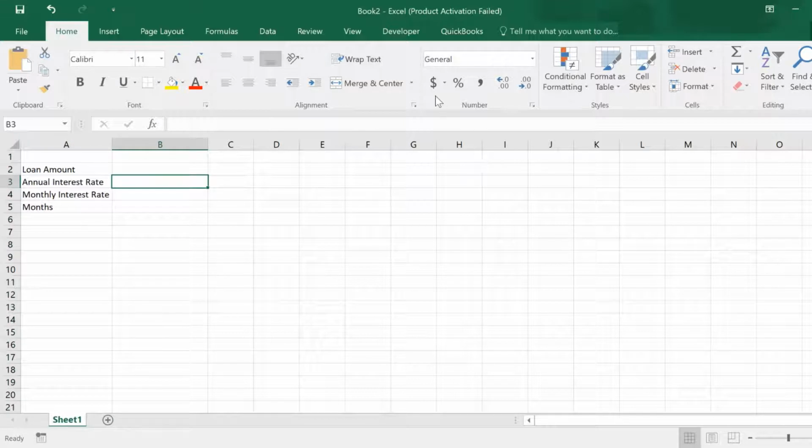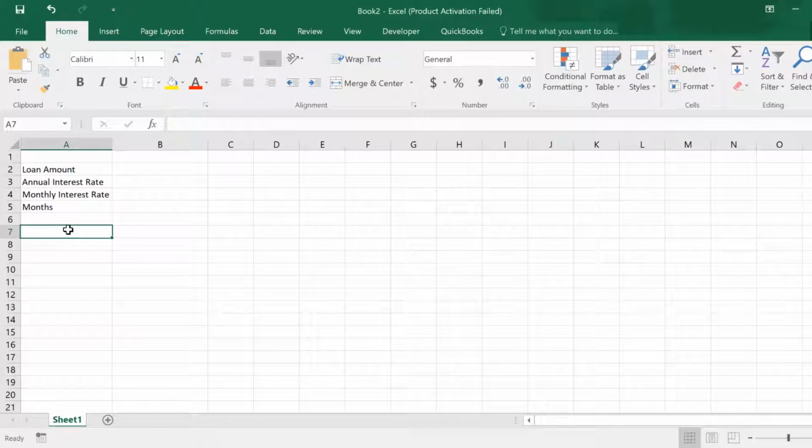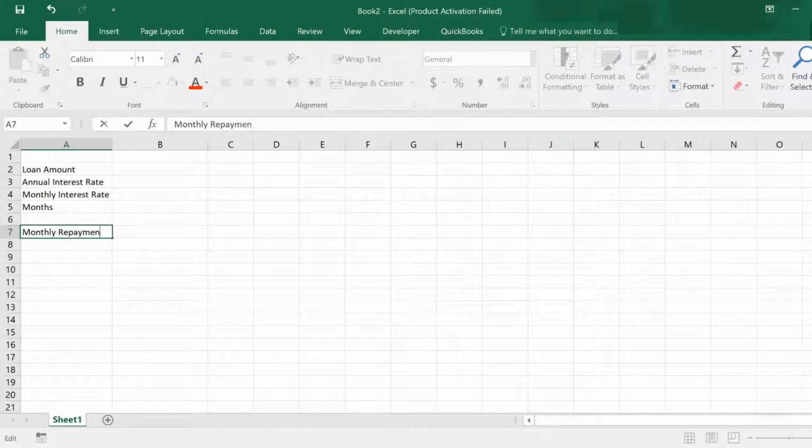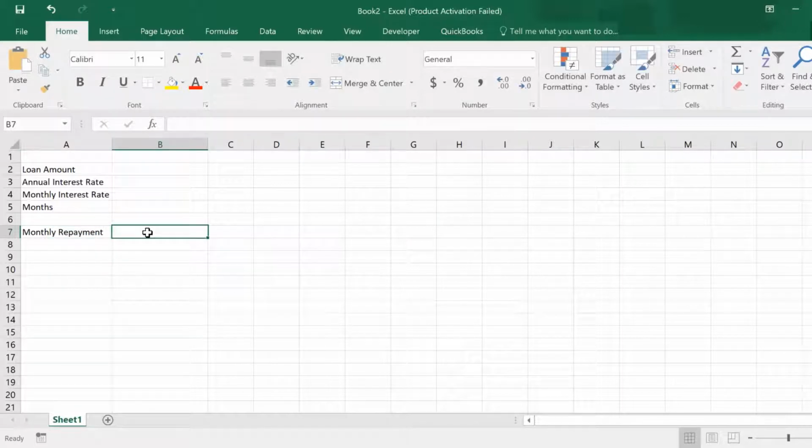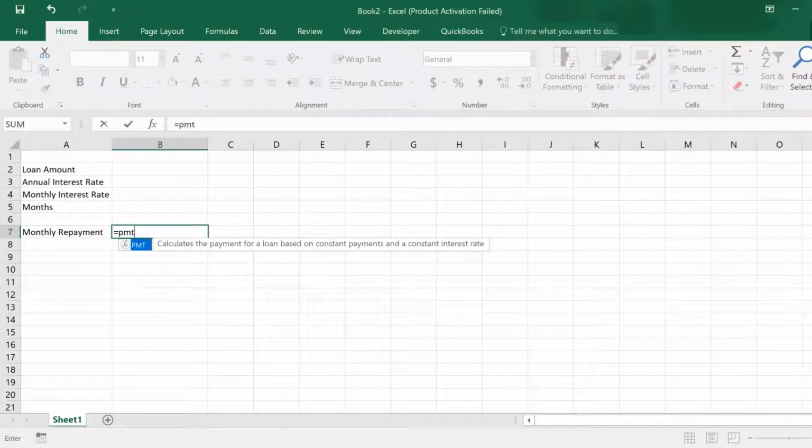Okay, so here you can just change the format for this. It's a percentage. The rest we can leave as general. Also the months general. And then to calculate the monthly repayment, we'll apply a formula here. So this is the Excel formula for calculating the monthly repayment.